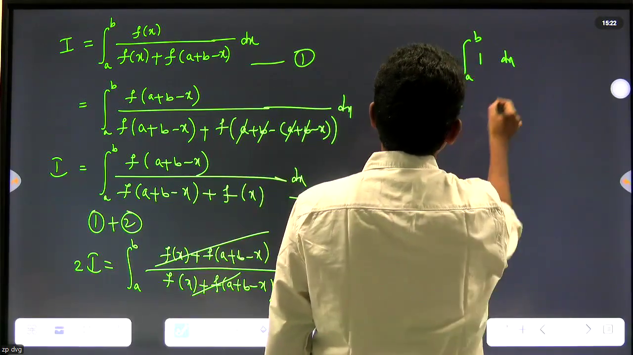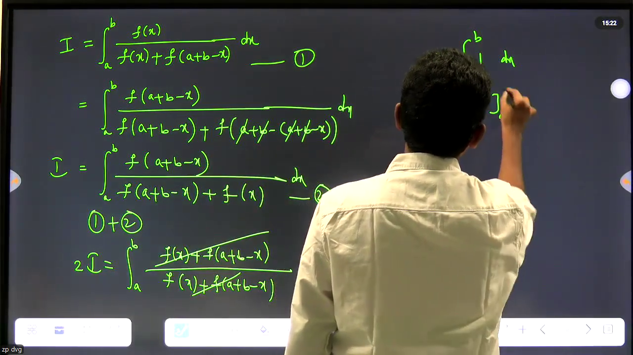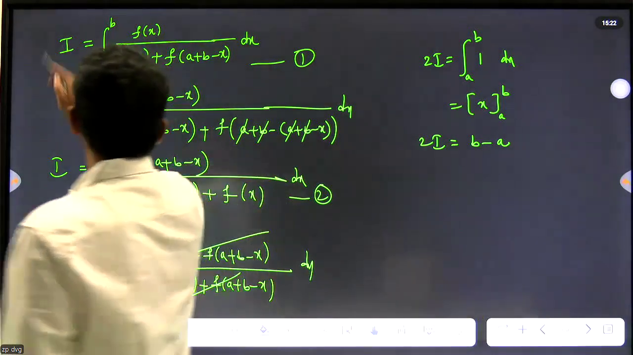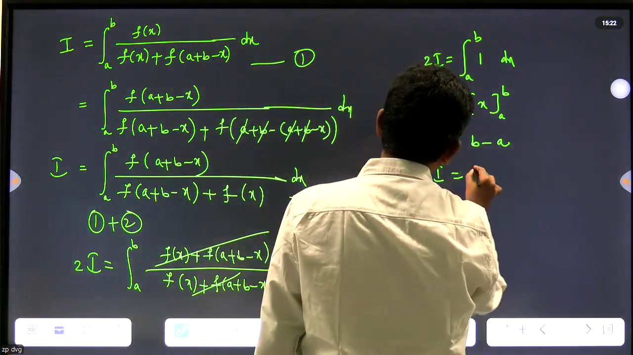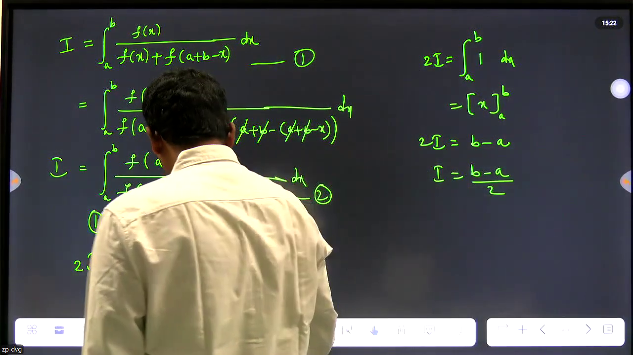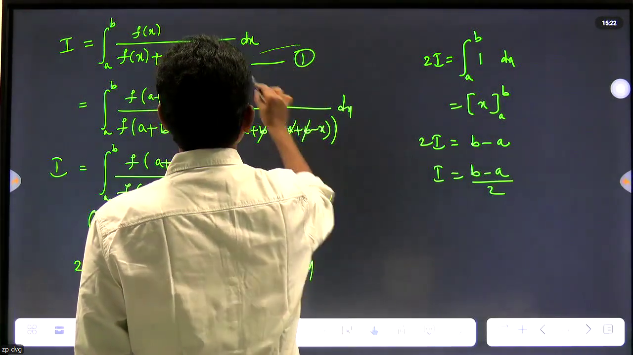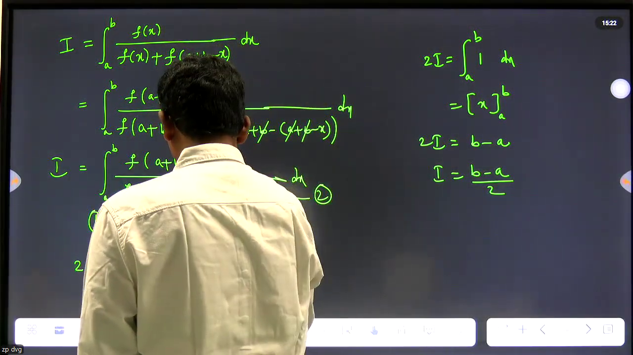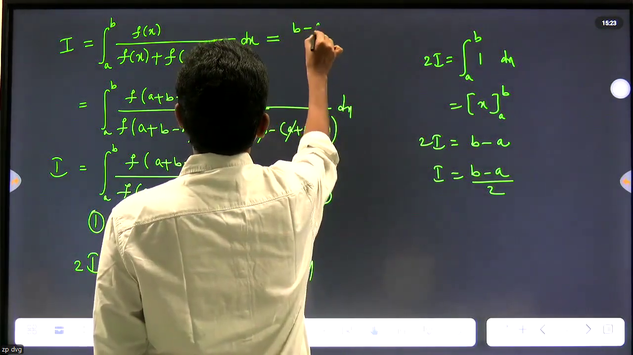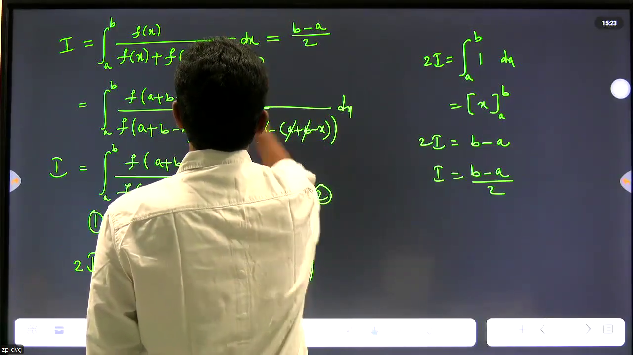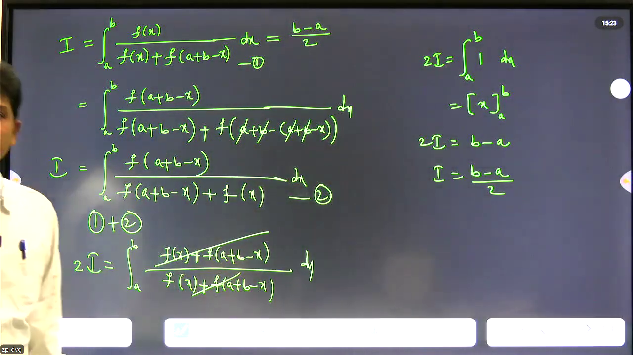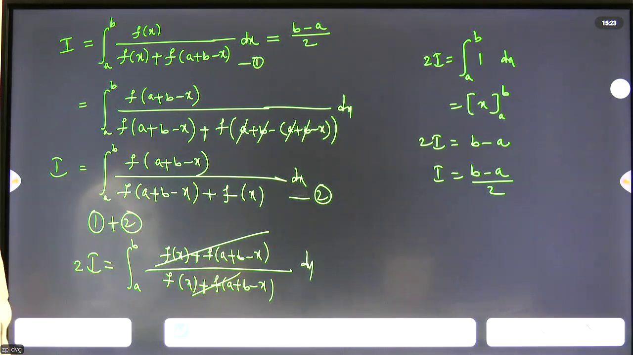Integral of 1 dx is x. Limits are from where to where? a to b. So what you will get here? This is b minus a. This is 2I. Actually, what you want to calculate? You want to calculate I. What is I from this? I is b minus a divided by 2. So whenever you see this type of expression, directly you can write its answer as b minus a divided by 2, right? So whenever you see a problem like this, you can get the answer b minus a by 2.